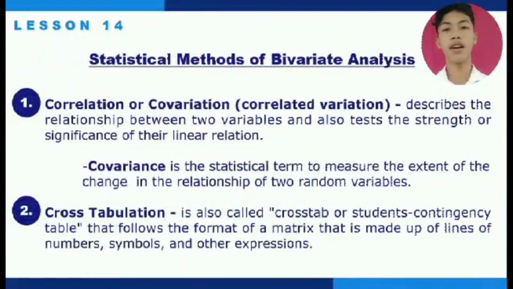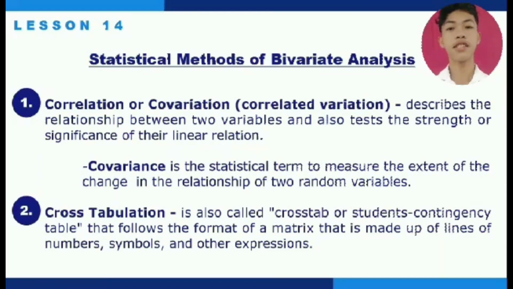Bivariate analysis happens by means of the following methods. The first method is the correlation or covariation. It describes the relationship between the two variables and also tests the strength or significance of their linear relation. This is a relationship that makes both variables get the same higher score, or, as we say, one getting a higher score and the other one a lower score.